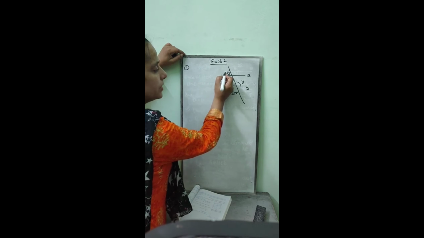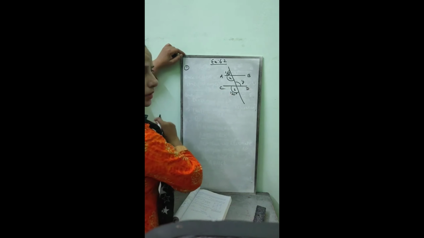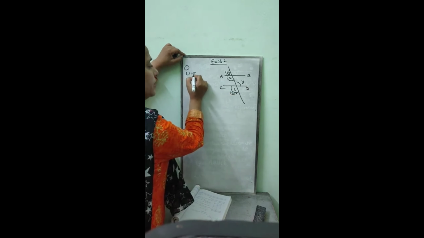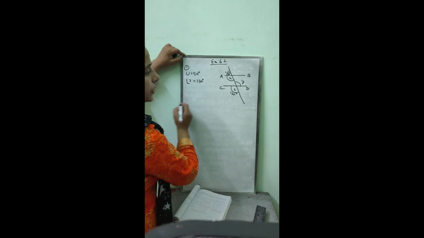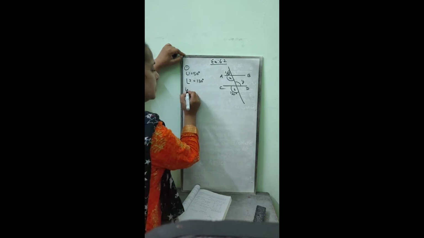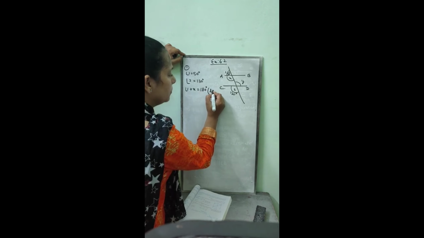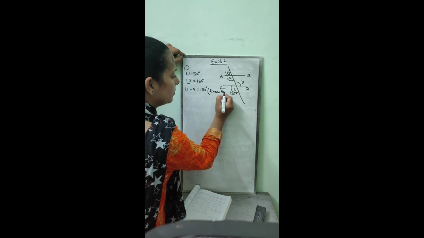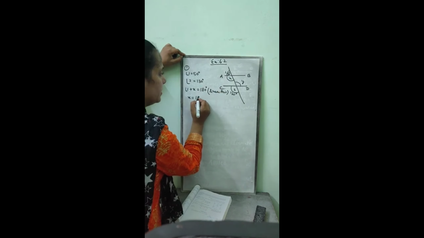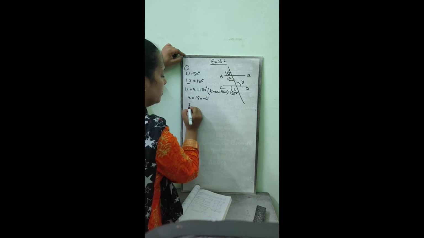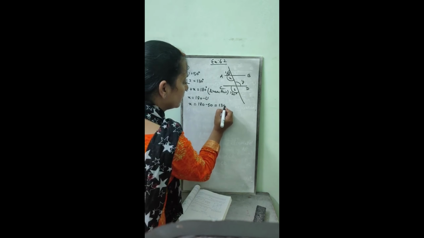This is X, so let this angle be 1 and this angle be 2. Clear? Angle 1 is 50 degree, angle 2 is 130 degree. Now angle 1 plus X is 180 due to linear pair. This is linear pair. Value of X is 180 minus angle 1. Angle 1 is 50, so value of X is 130.